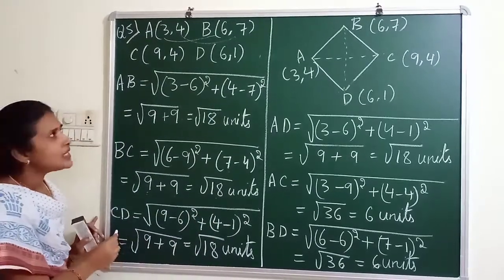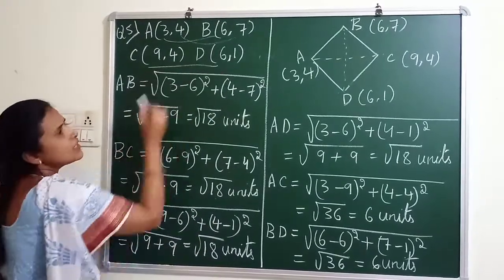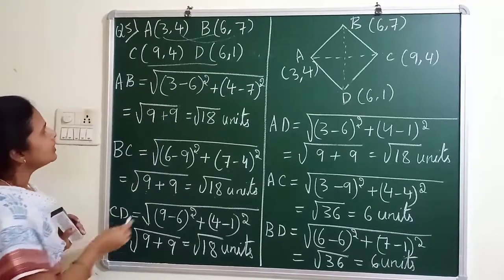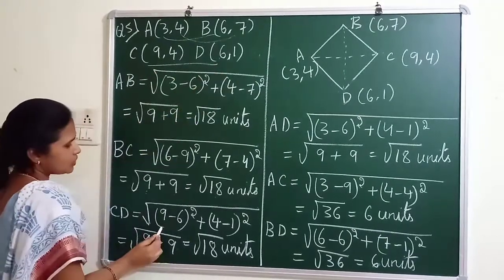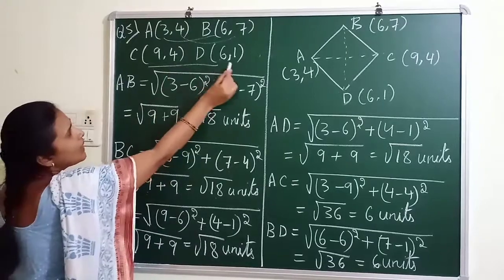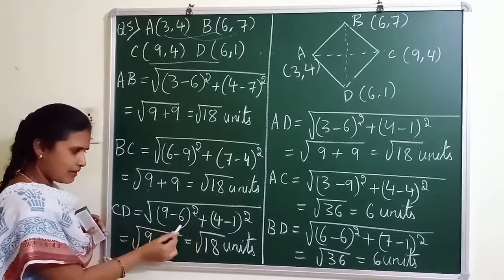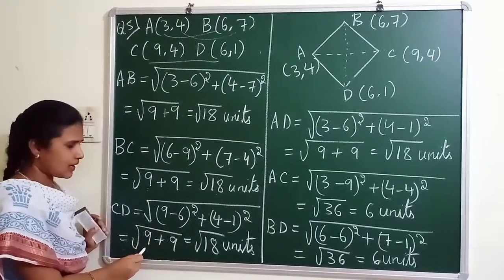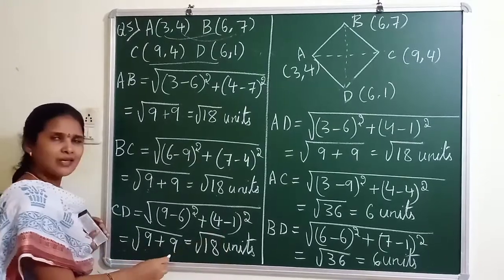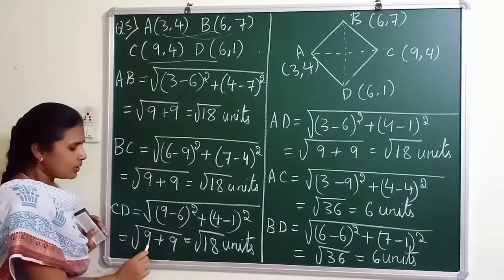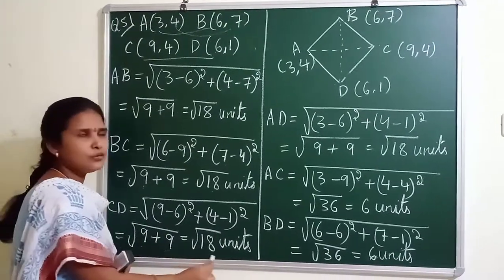Next, the length of CD. So just take these 2 points and find the length of CD. (9 minus 6) whole square plus (4 minus 1) whole square. So what is 9 minus 6? That is 3. 3 square is 9. 4 minus 1 is again 3. 3 square is 9. Root of 9 plus 9 is root 18 units.